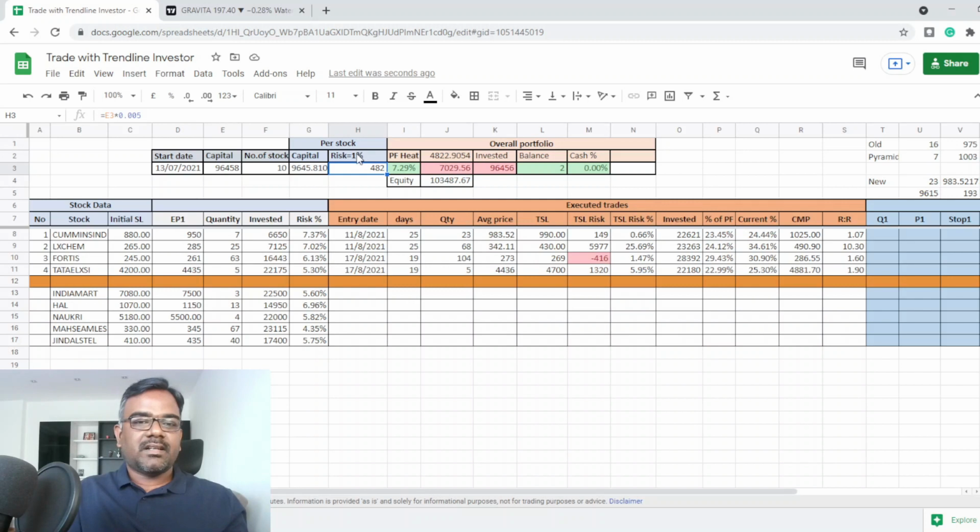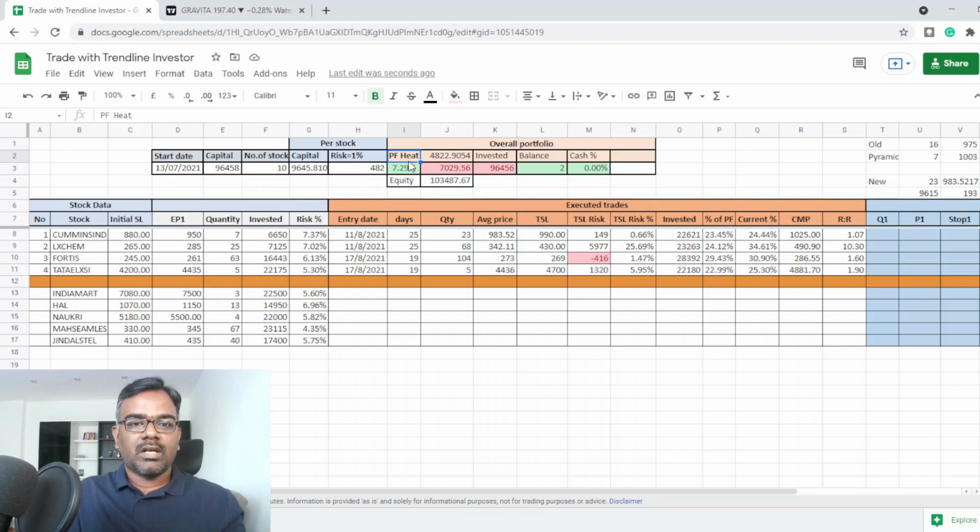Okay, so that's the next parameter. This is nothing but your capital into the percentage. Now in this case it's 0.5%. Now if you make this 0.1, then that will change to 964.58, or 965, correct?